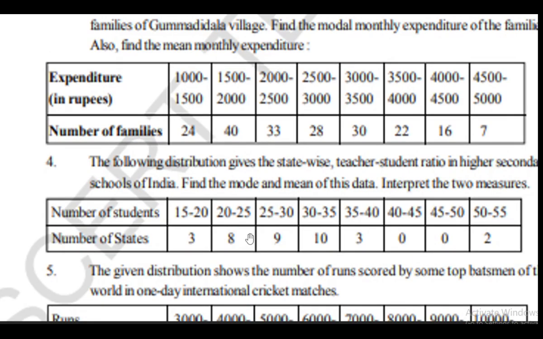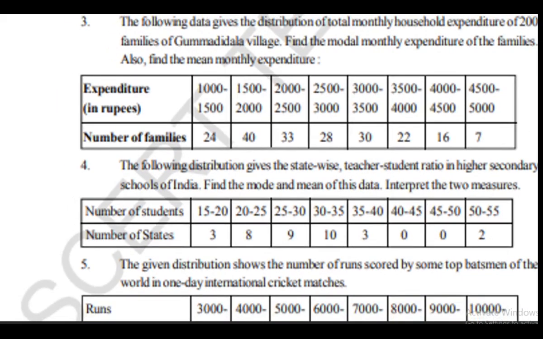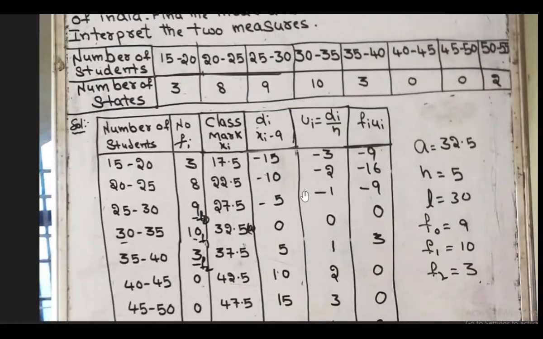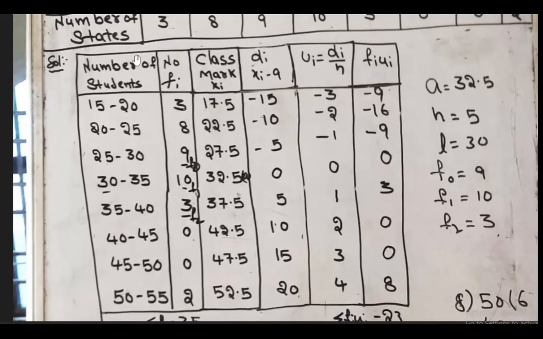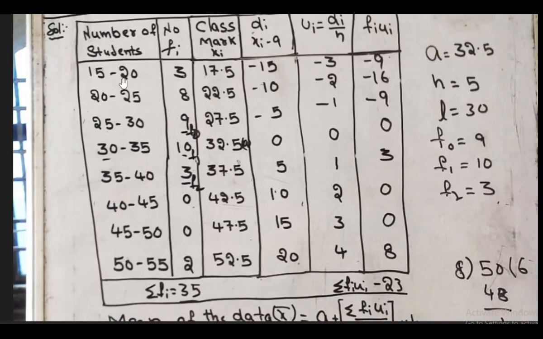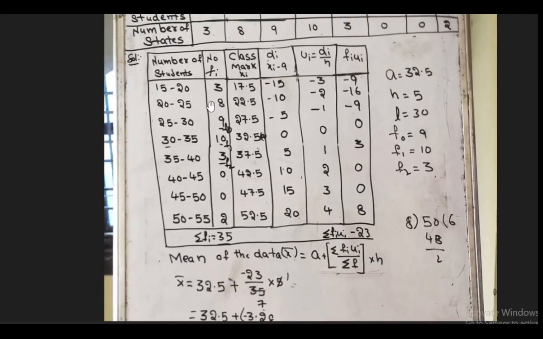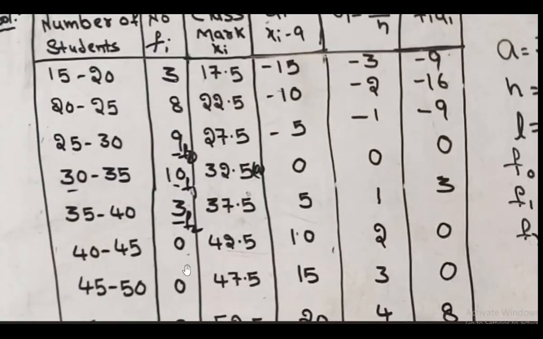Based on this data, we have to find the mode and mean of this data. So to find the mean and mode of this data, here we have the solution. The data that is given is written in column form. Number of students we have taken as class intervals, and number of states we have taken as frequencies.